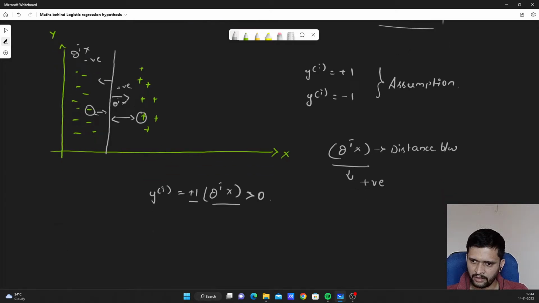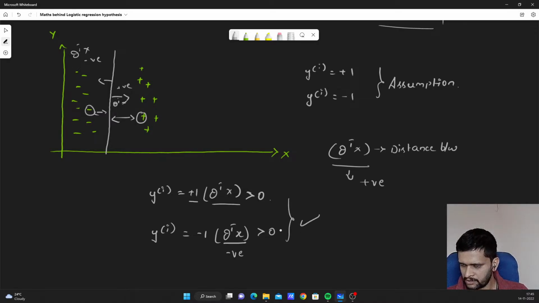Now if we have a negative sample belonging to class 0, we will end up multiplying -1 with theta transpose x. This theta transpose x will be again negative at this particular side of this line. That's why we are multiplying -1 with some negative value, again this will be greater than 0, right. So right now we are good. Since it is greater than 0, we are classifying it correctly.